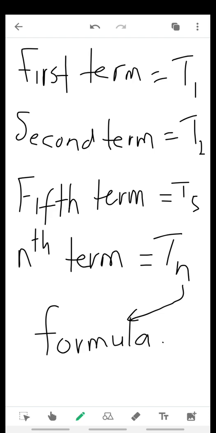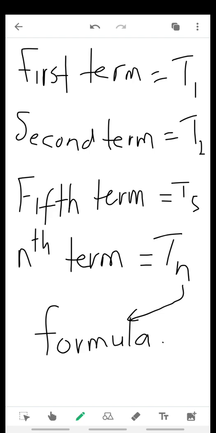Second term will be T2, and T2 will be equal to 4, using my example, right? Then the fifth term will be T5. T5, of course, will be equal to, let's check, 2, 4, 6, 8, 10. Therefore, our T5 will be equal to 10. So these are just symbols that we use in number patterns. Remember, mathematicians are lazy, and writing in words is a difficult task to mathematicians. So we usually tend to use symbols rather than words.